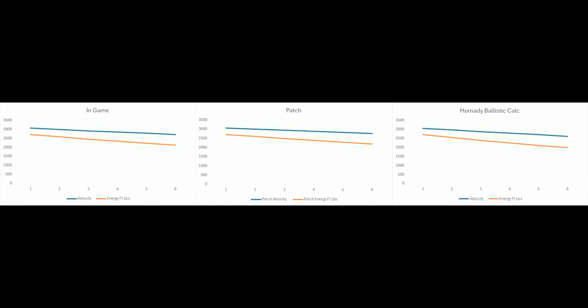And if you look at the ballistics calculator, again, it's pretty freaking close. I mean, just under 2,000 at 500 yards, and the patch is a little above 2,000, and the in-game before the patch was just slightly above the Hornady ballistics calculator. So again, great job. They're pretty spot on. They're doing a great job with the ballistics.